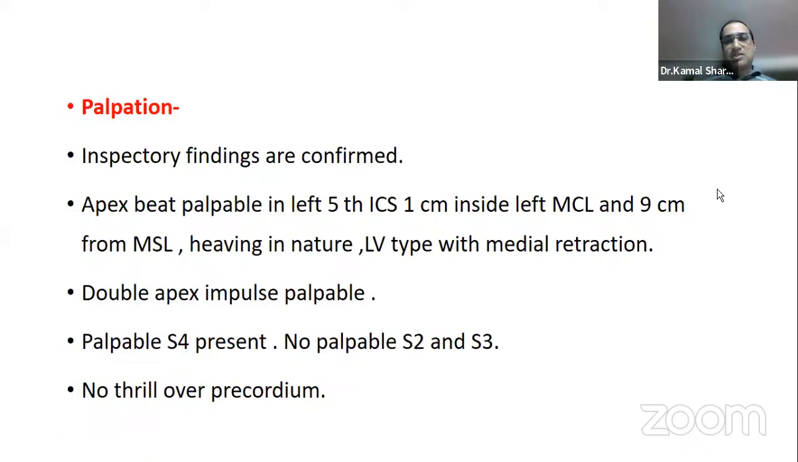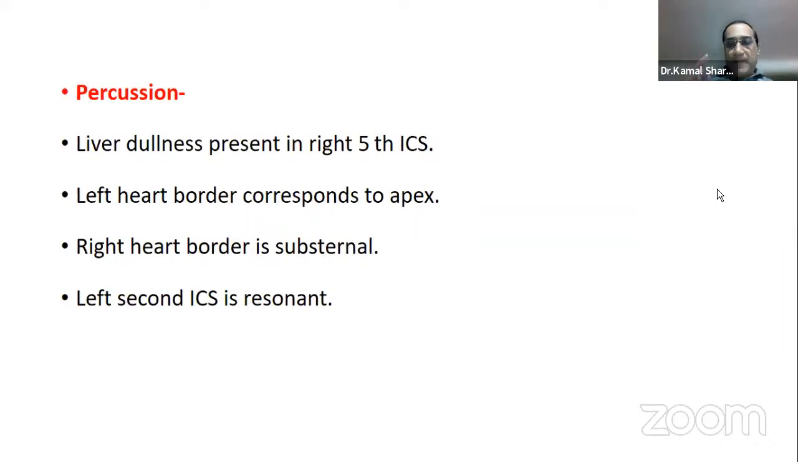Double apical impulse is also palpable, as I said, because of the obstruction, with palpable S4 and no palpable S2, S3, no thrill over precordium. The percussion, the very important thing in cardiology is establishing situs. When you percuss in the right midclavicular line, you percuss the upper border of liver, whether it is present on the right side or not, because that will go with situs solitus. A lot of times in a patient with congenital heart disease, you may have situs inversus, and what you're describing may be the other way around.